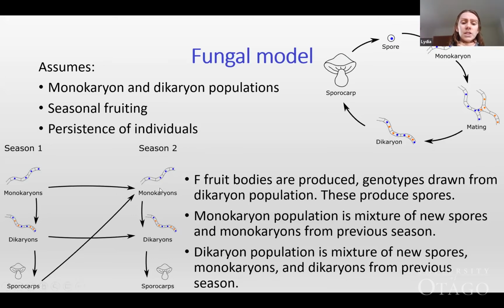And then going from one season to the next, the monocaryon population we update as a mixture of the previous year's monocaryons and things that had come from the spores. The dicaryons are then a mixture of the previous year's dicaryons and things that have been monocaryons and some things that have been spores. So each of these gets updated.